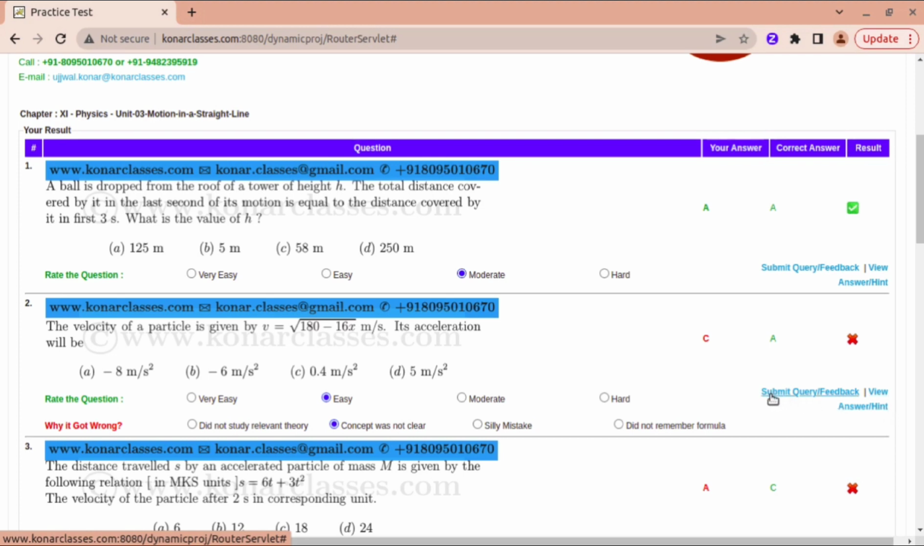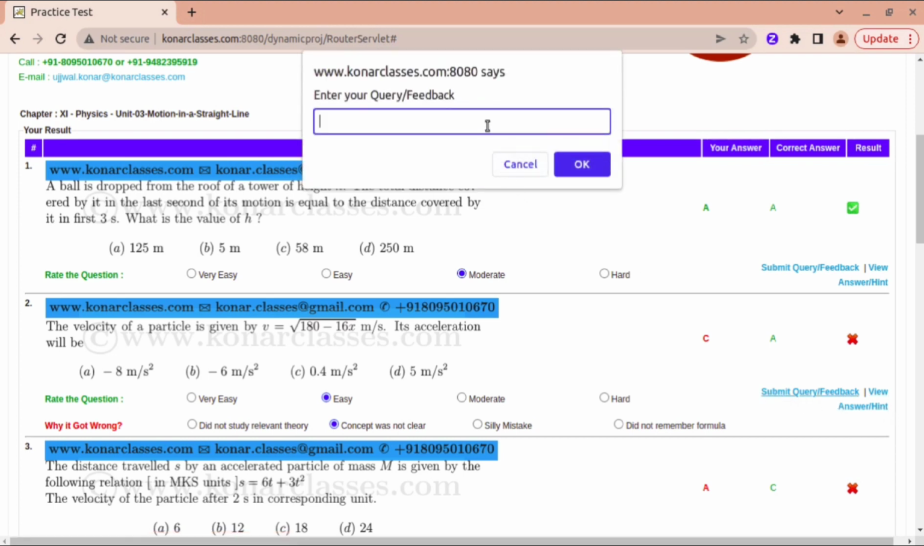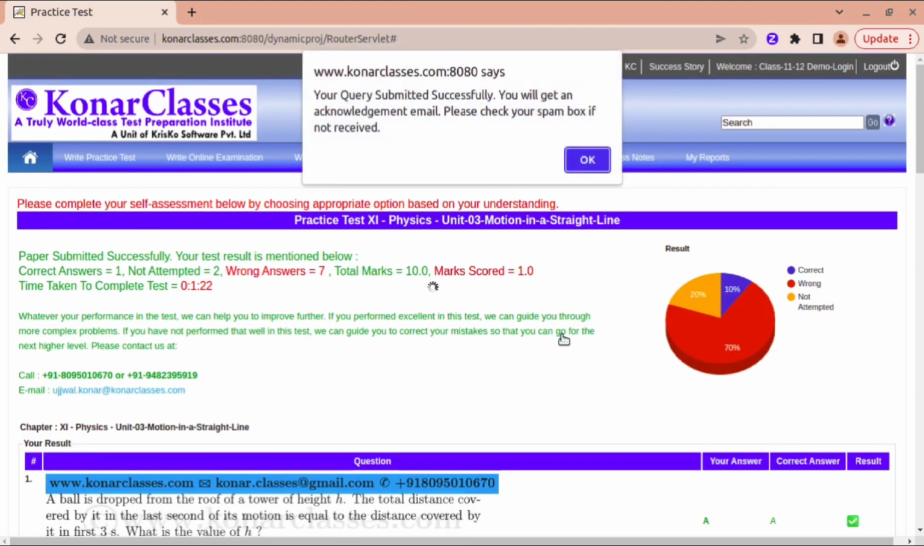So what you can do, you can click on submit query feedback, and it will open a pop-up window, and here you can write your question. Sir, madam, could you please provide a detailed solution to this question? So once you click OK, what will happen? We will get one email and you will be CC'd on that email. From that email, our faculty member will come to know that there is a query from you, and we will get back to you.